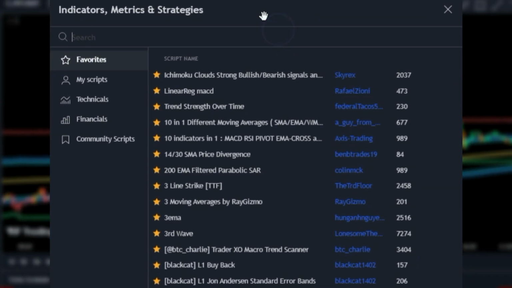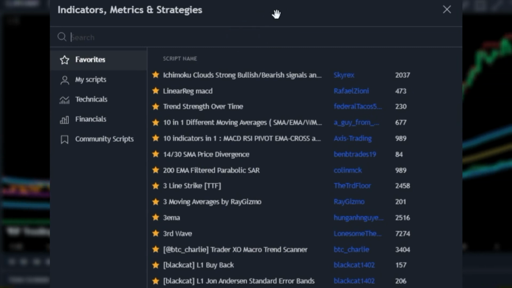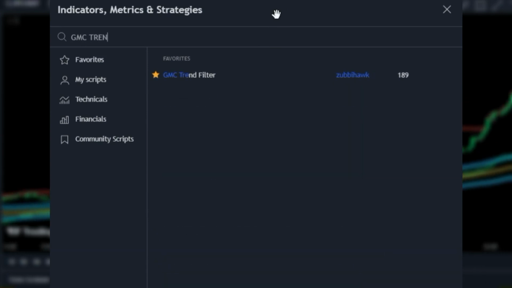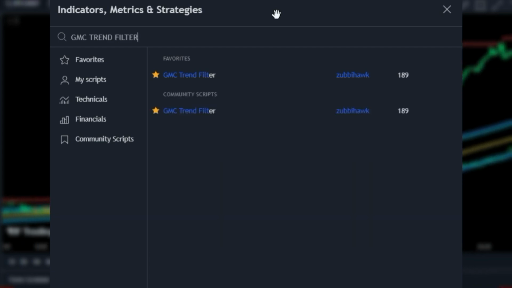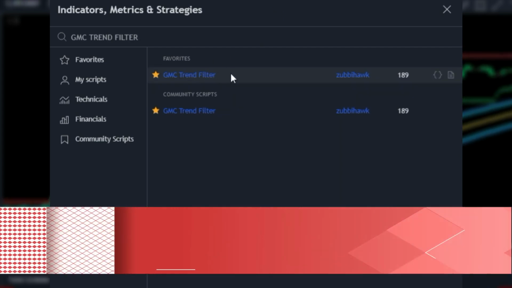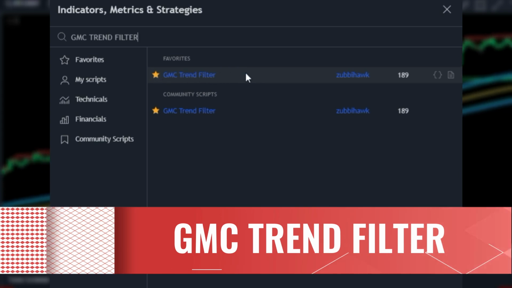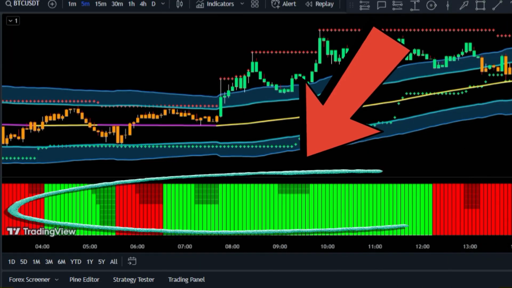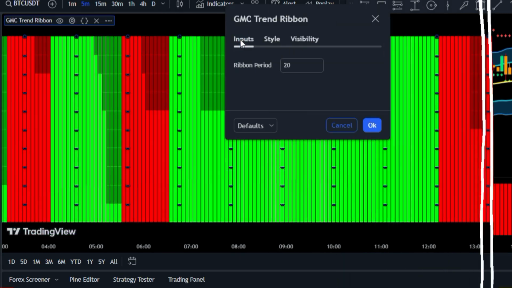Next, let's add the GMC trend ribbon indicator to the chart. Now, after adding the indicator, it's time to adjust its settings as needed.